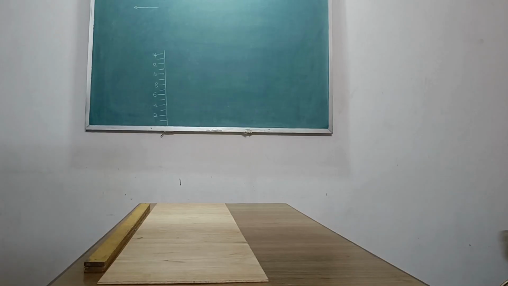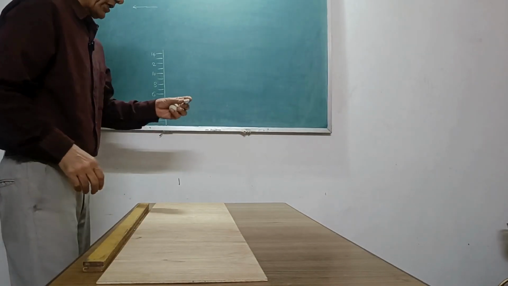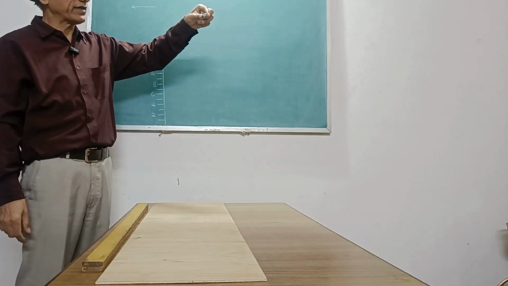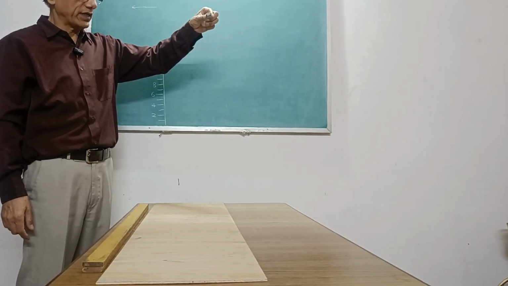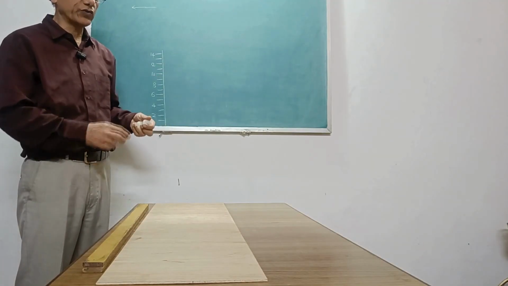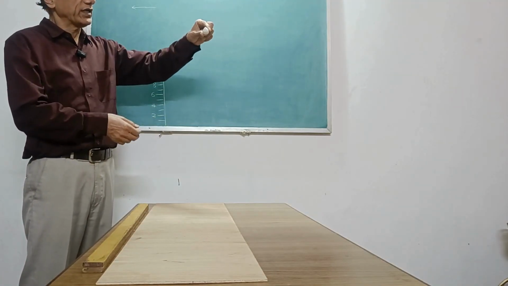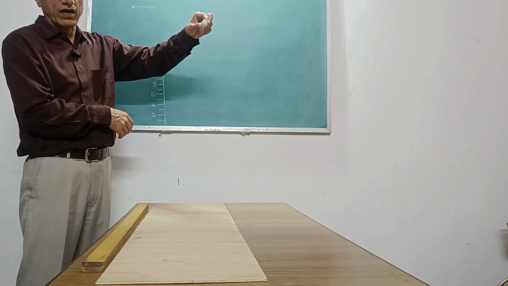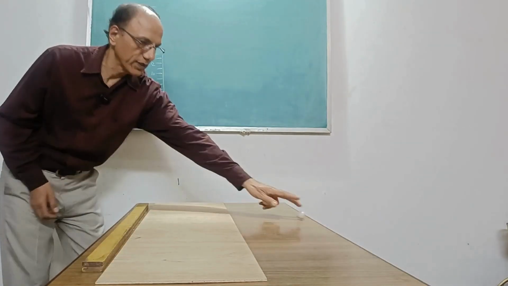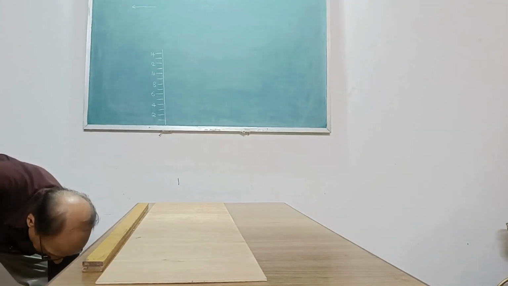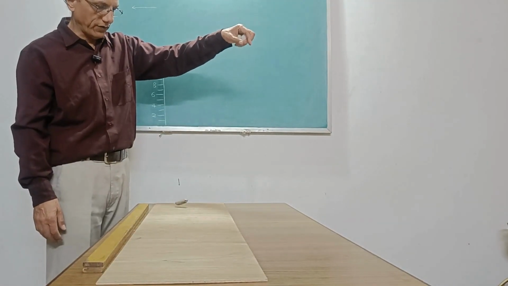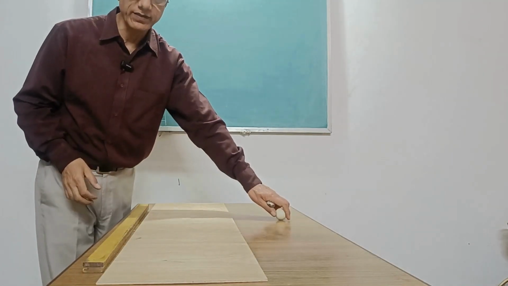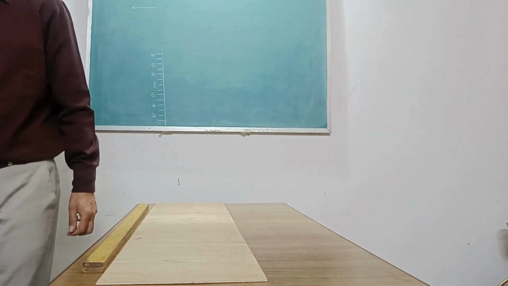So let us study gravitational force. So if I see this eraser, if I just leave it, then it comes down. That means due to gravitational force, this body is attracted by the earth, and that's why it falls like this. This also falls down due to gravitational. This ball is also attracted by the gravitational pull.